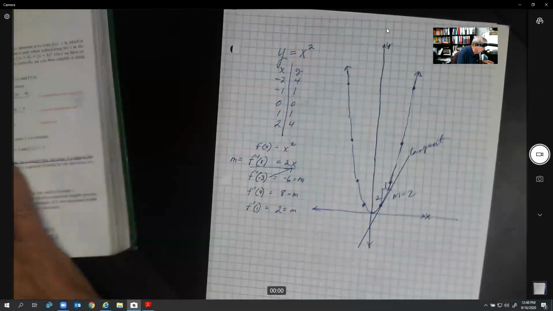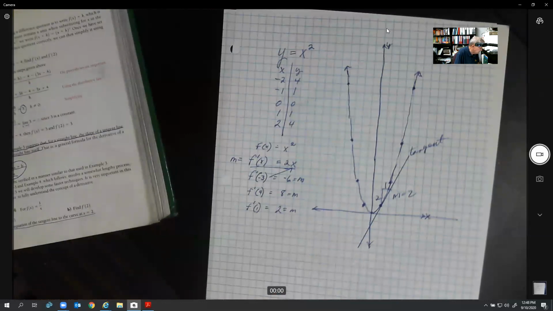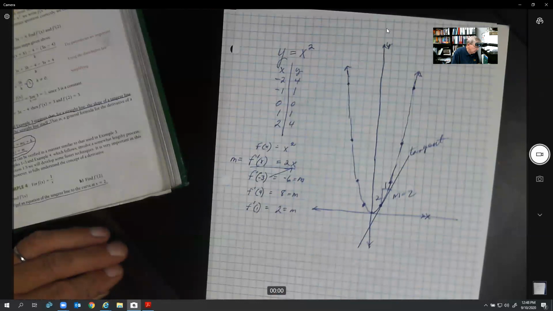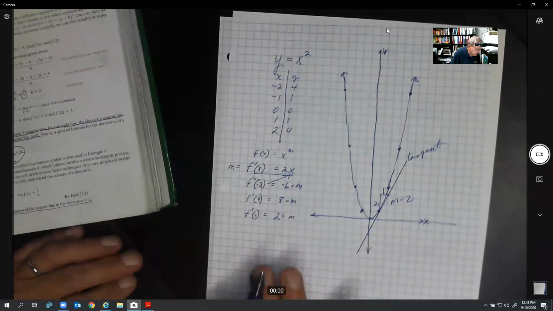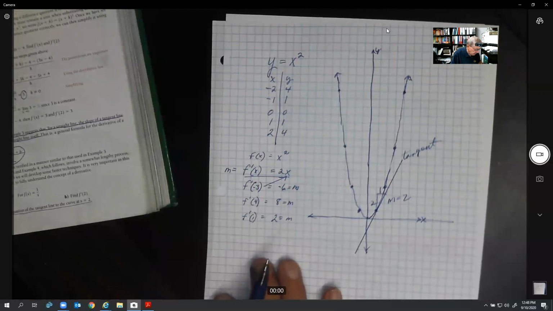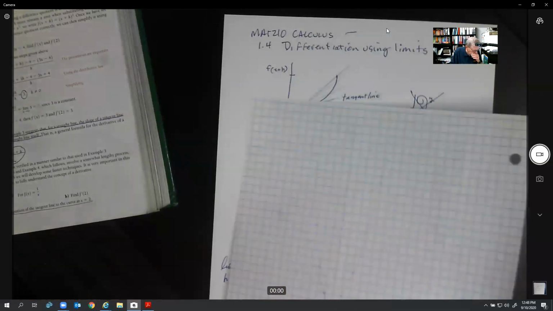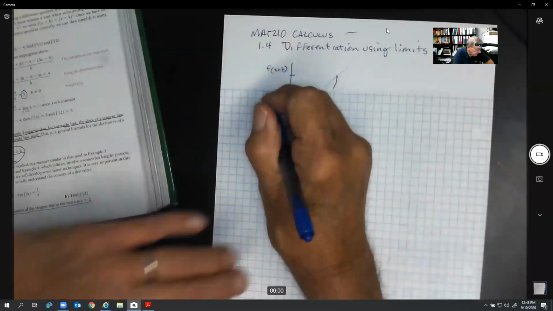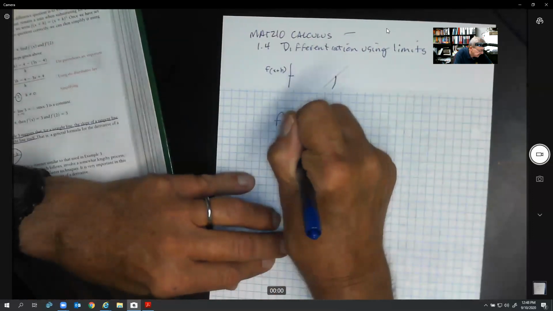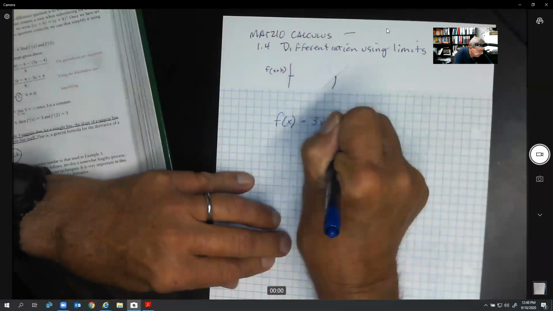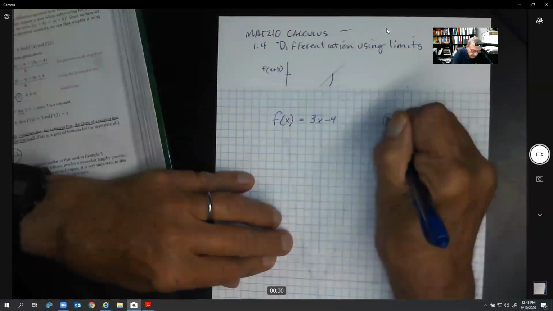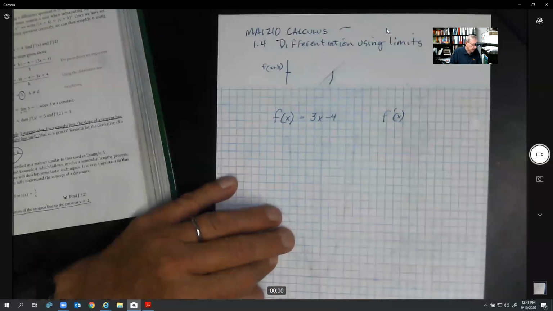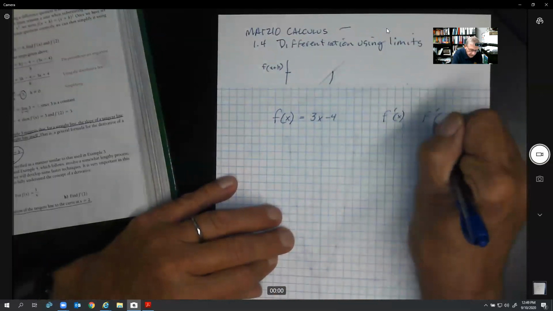So let's try another problem here. Let's go through and see if we can do another one. Jump down a few. All right, let's do this one right here. I could do a bunch of them, but let's try example 3. Here's a very simple one. f of x equals 3x minus 4. And we want to find f prime x. In other words, we want to find the first derivative, and then we want to find f prime 2.